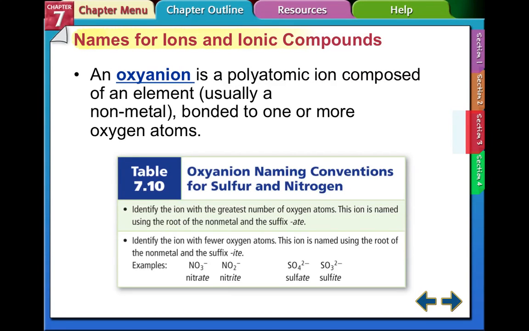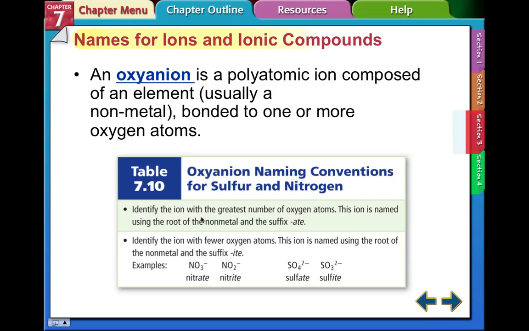Okay, now we're going to talk about oxyanions. Oxy stands for oxygen, anion, remember, is the negative. So these are polyatomic ions composed of the element oxygen. They're going to be bonded with usually a non-metal. Okay, so looking at this table, oxyanion naming conventions for sulfur and nitrogen.